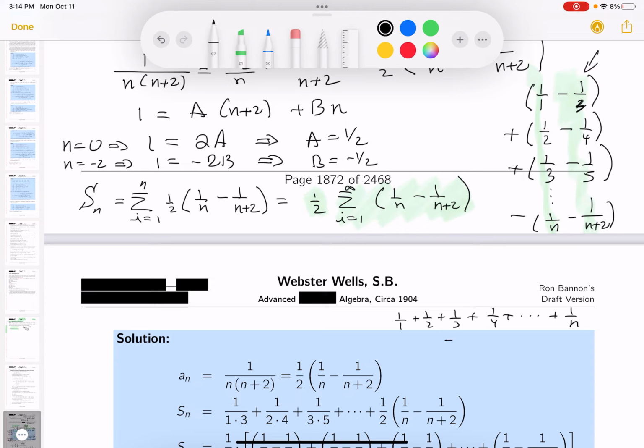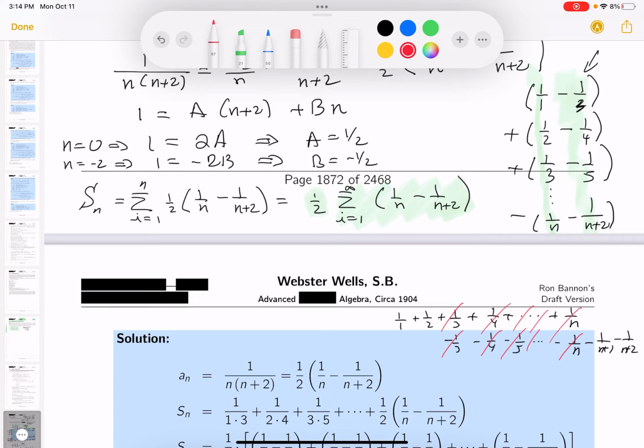What's it going to be? Minus 1/3 minus 1/4. I think you get the idea. Minus 1/5, and so on, minus 1 over N, minus 1 over N plus 1, minus 1 over N plus 2. All right? So someone says, what happens there? A lot of cancellations. This cancels, this cancels, this cancels, everything in the middle cancels, this cancels.